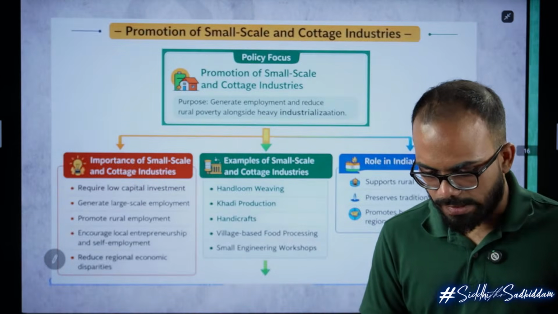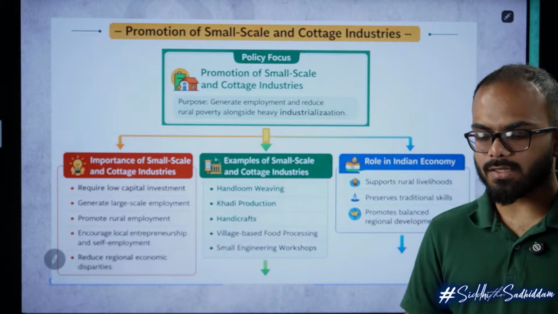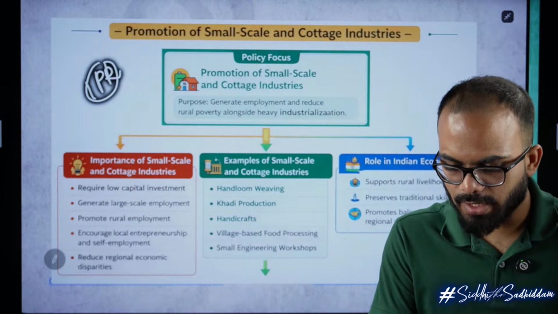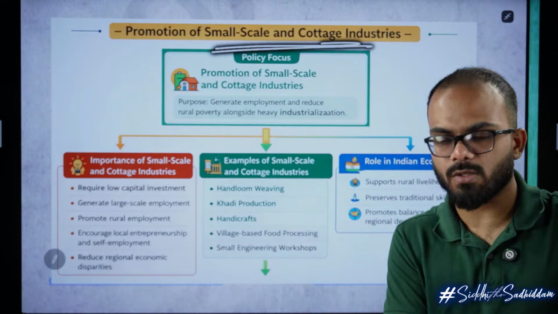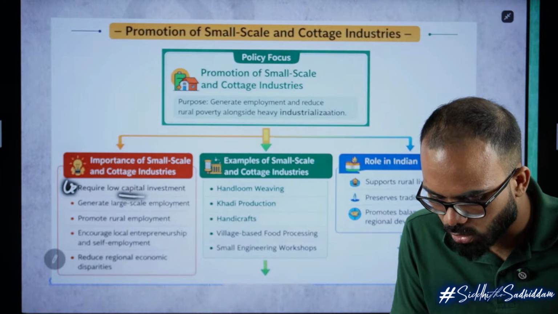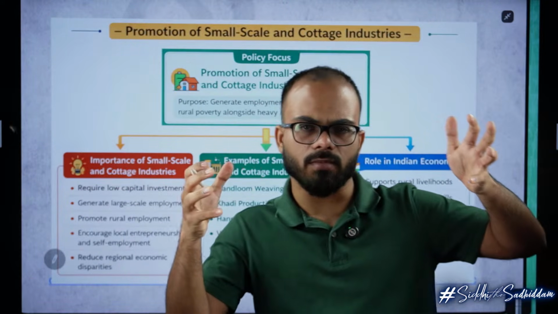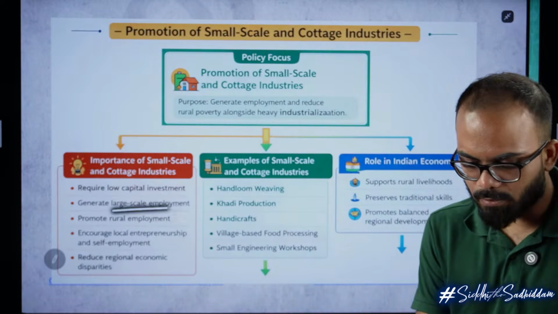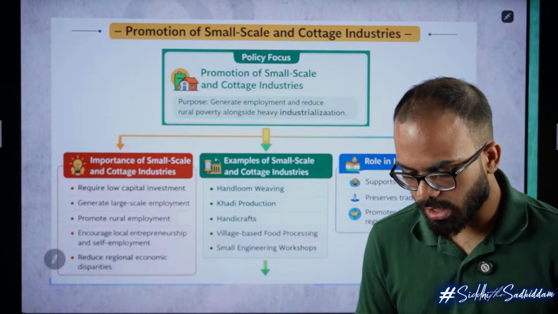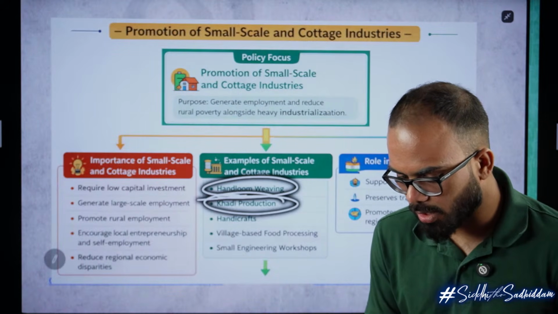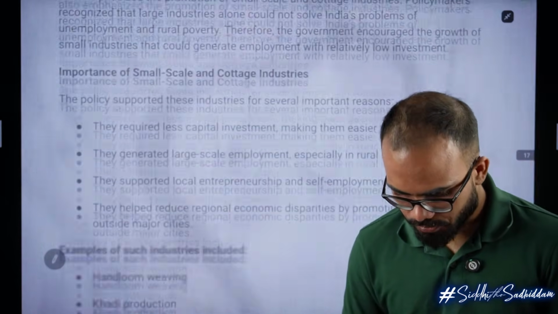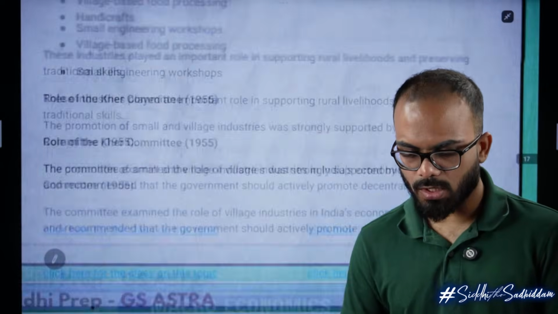Now the other theme was promotion of small and cottage industries. I discussed this already, nevertheless we will talk about it. In Industrial Policy Resolution 1956, special emphasis was given to small scale and cottage industries. The reason was very simple. They thought this needs lower capital. It doesn't need a lot of money to establish a small khadi enterprise, and it will give employment, especially rural employment. So Government of India wanted to promote handloom weaving, khadi production, handicrafts, etc., so that you can have rural livelihood and rural betterment. So this is about small cottage industries.